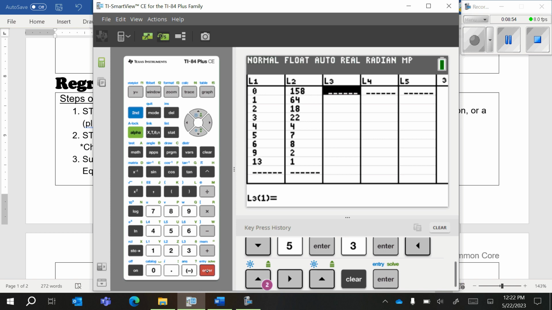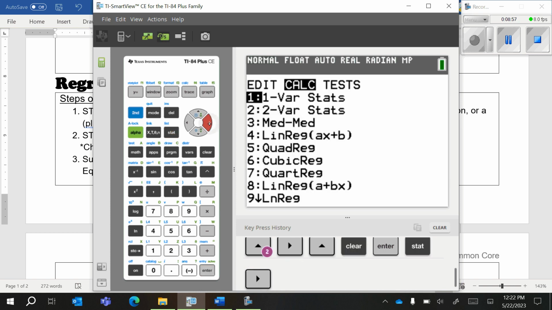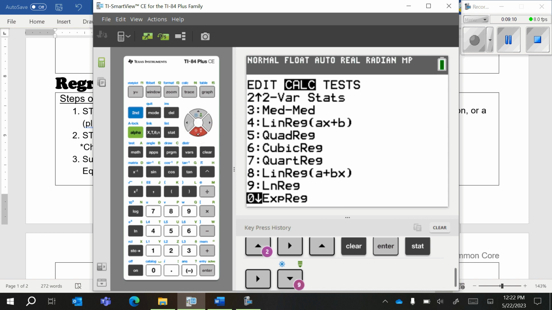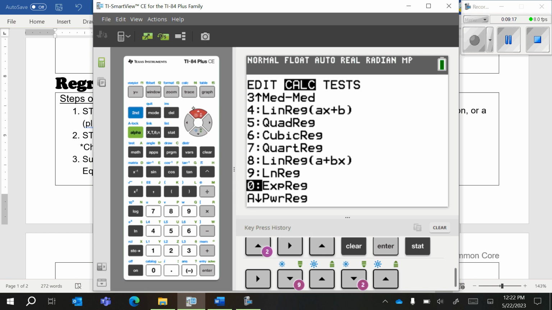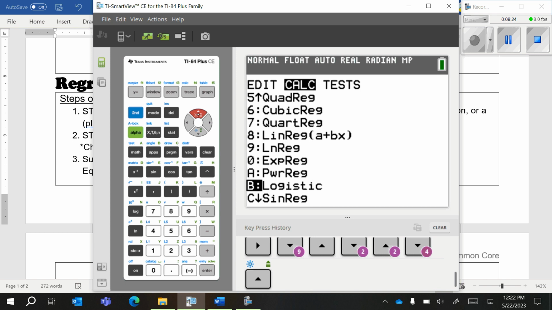So once you hit stat edit, you're going to hit stat calculate, and you're going to find the proper regression based on what the question says. They'll usually tell you to do an exponential regression or, sorry, a log regression. So an exponential regression is choice 0, and if you want a log regression, you have to do choice 9, ln. What you don't want to do is logistic. Logistic is not the same thing as a log equation.